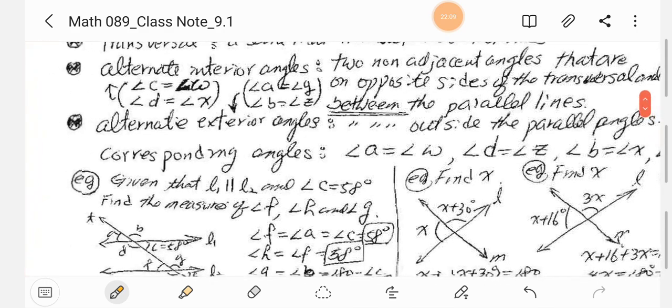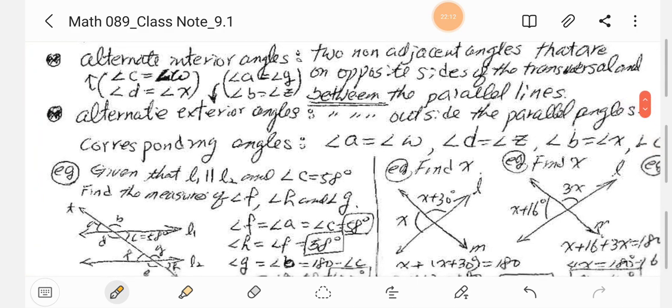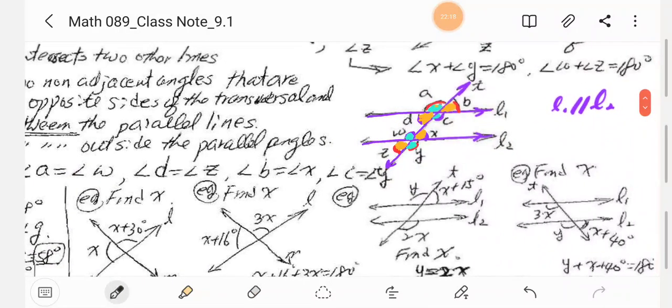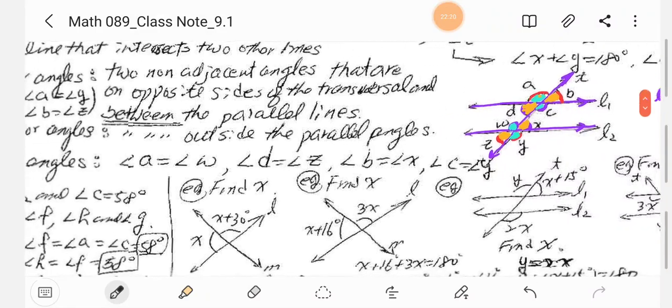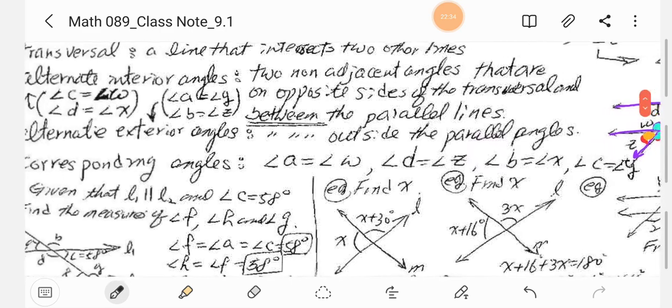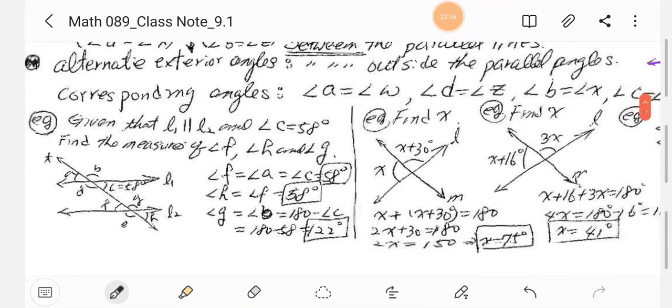Okay. They are the corresponding angles. The corresponding angles means they are in the same direction, same location. So A and W, the same side. Angle A and W are on the same side, right? Same side, and above the parallel lines. So they are corresponding angles.